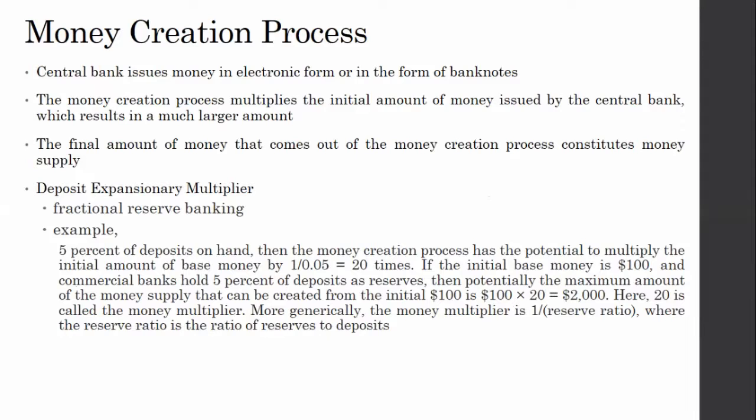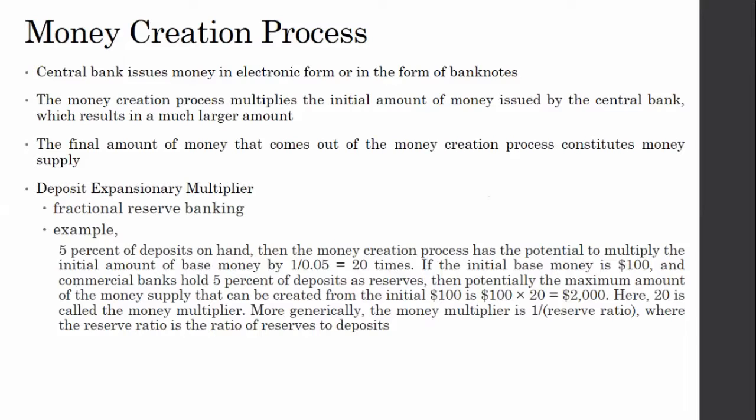So if we want to calculate how much money will be created using this $100 initial amount, we can calculate the deposit expansionary multiplier. It is equal to 1 divided by the reserve ratio. Here our reserve requirement ratio is 5%, that means 0.05. So when we divide 1 by 0.05, we get the answer 20 times. So this initial $100 times 20 equals $2,000.